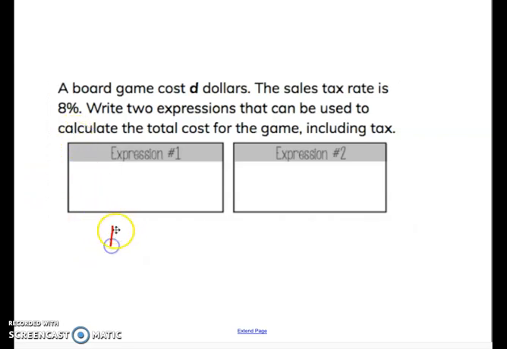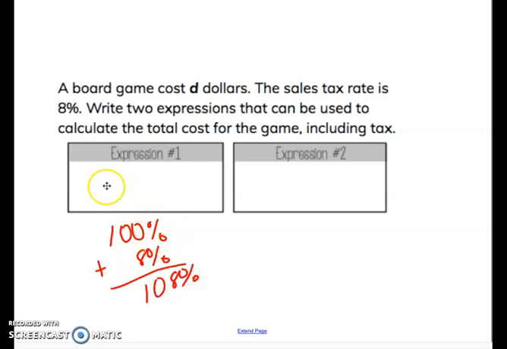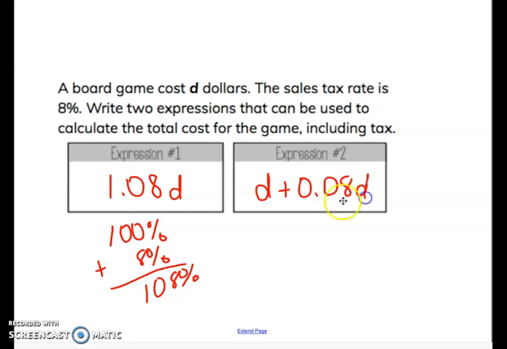So if we have to pay for the board game, which is 100%, and tax we are adding 8%, we know we can pay 108% of the cost. So when we make the 108% a decimal, we know to calculate the cost of the board game, we can do 1.08 D. The other way we can figure out the cost of the board game is if we calculate the original cost and then we add our sales tax, because sales tax is an add-on, D plus 0.08 D, we would get the final cost of the board game, including tax.